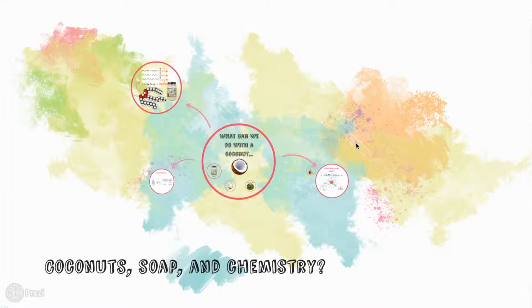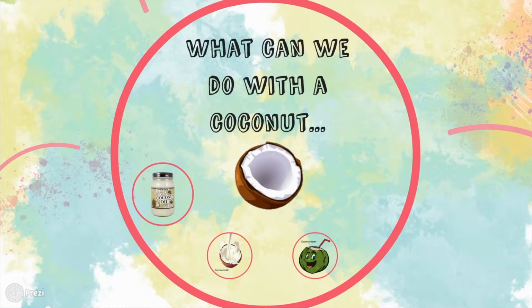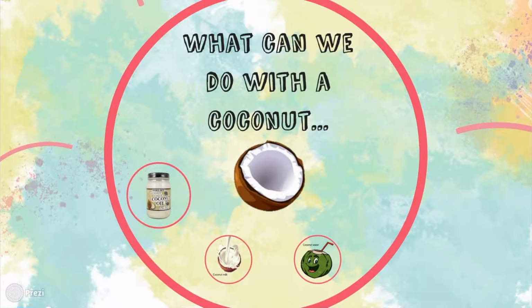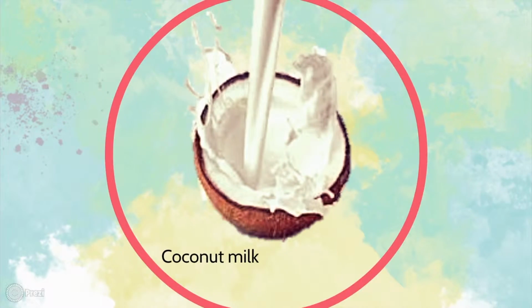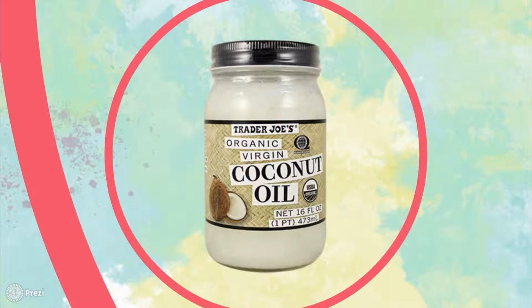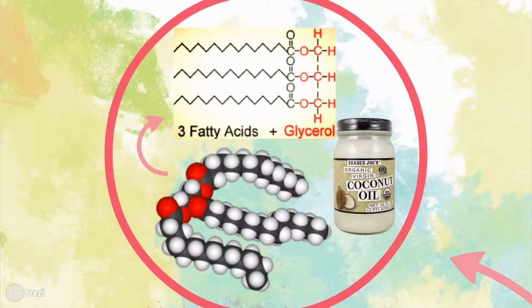So, how are coconut soap and chemistry related? Let's start off with coconut. You can get coconut water, you can get coconut milk, and coconut oil can be extracted from the coconut milk. Coconut oil is composed of various medium-sized fatty acid chains attached together through a glycerol molecule.